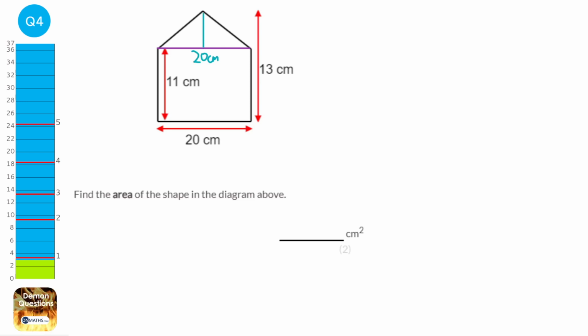And to find that, what we can look at is the fact that the total height of the whole thing is 13, and the height of the bit we don't want is 11. So what's left over? Well, 2 centimeters will be left over, so the height of the triangle will be 2 centimeters. So let's work out the area of the triangle first. Which is going to be half times base times height. Half times the base, which is 20, times the height, which is 2, will just give us 20.